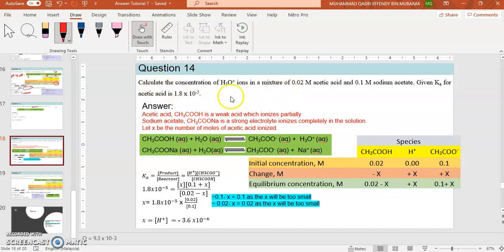this is quite a bit tricky because of the acetic acid and sodium acetate. Acetic acid is a weak acid, which is ionized partially, while sodium acetate is a strong electrolyte, a strong base, which is ionized completely in the solution. So now we will have two equations. We have CH3COOH, which is acetic acid, plus H2O, giving CH3COO minus plus H3O plus. And this one is the dissociation of sodium acetate, a strong base, giving CH3COO minus plus Na plus.